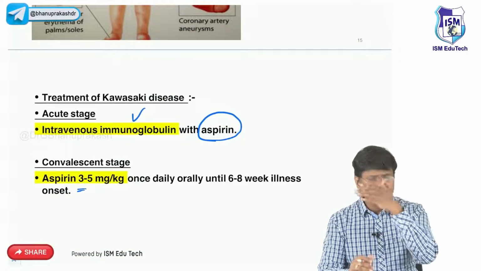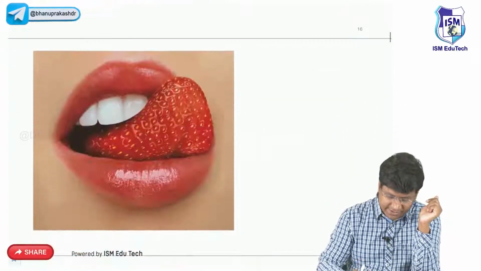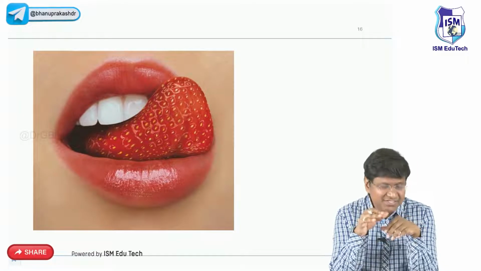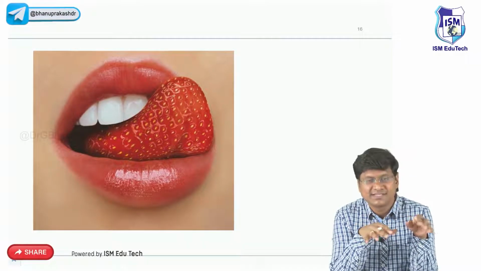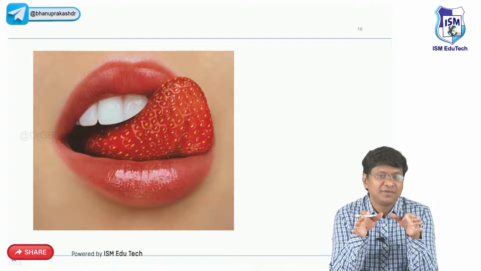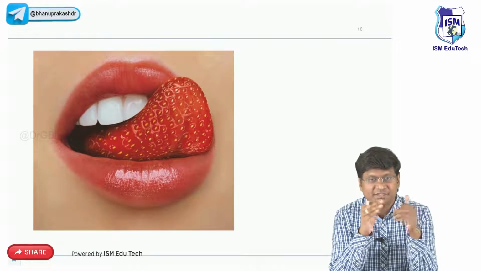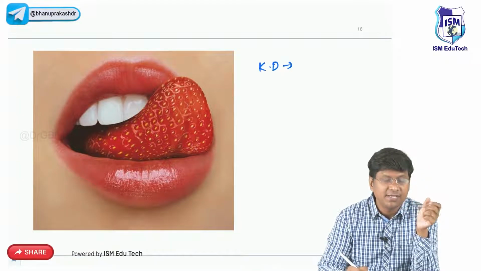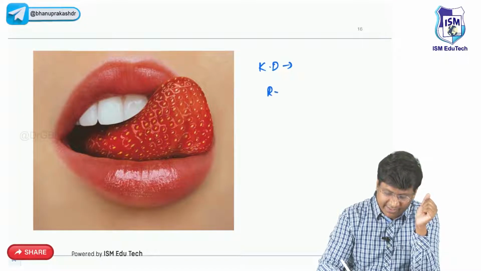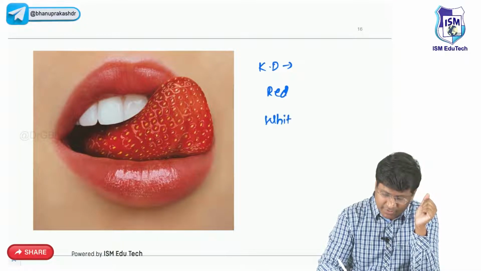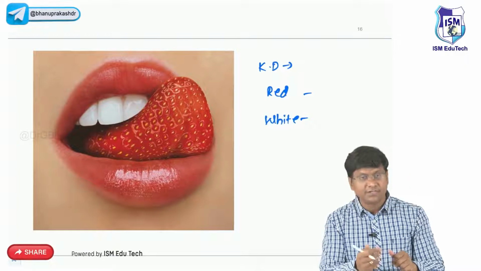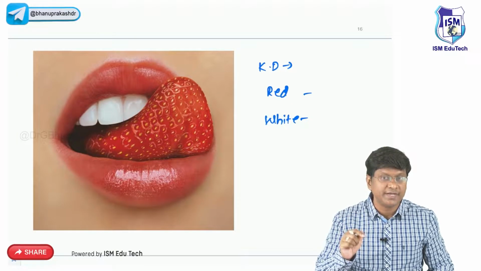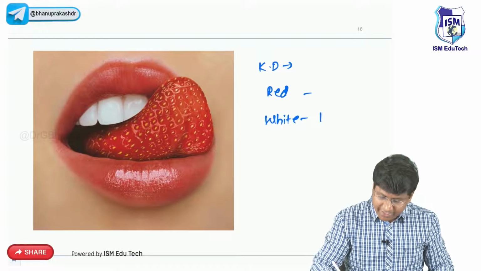Now, this mucosal involvement is very important. In Kawasaki disease, you have what is called a strawberry tongue. This is how the strawberry tongue looks, an animated image. But what you have to remember is that strawberry tongue is one of the important manifestations in patients with Kawasaki disease. Now a quick question: in Kawasaki, what type of strawberry tongue will you have? A red strawberry tongue, or a white strawberry tongue? In Kawasaki disease, the strawberry tongue is the white strawberry tongue.